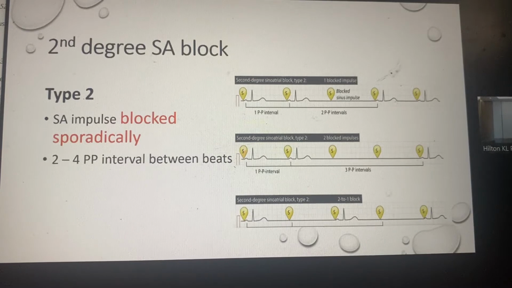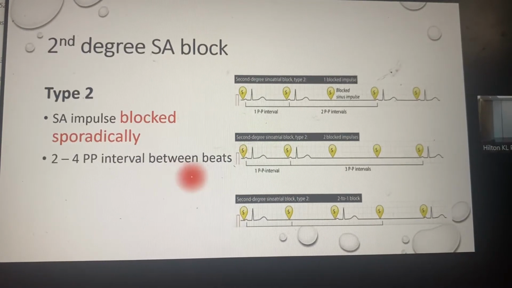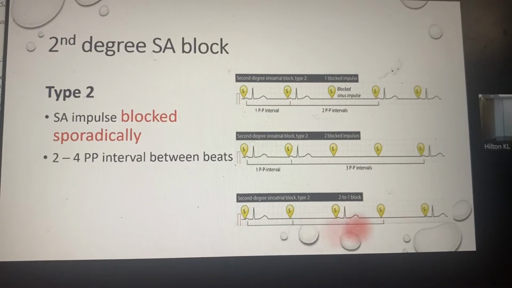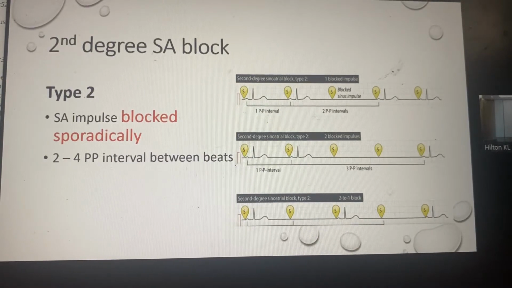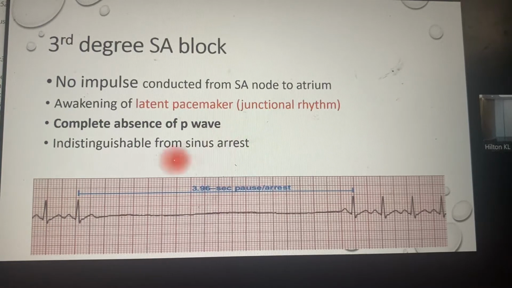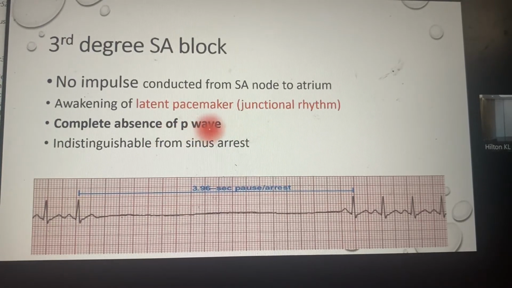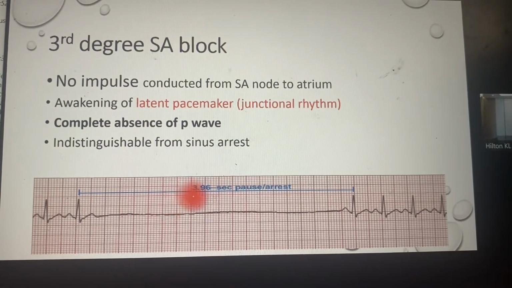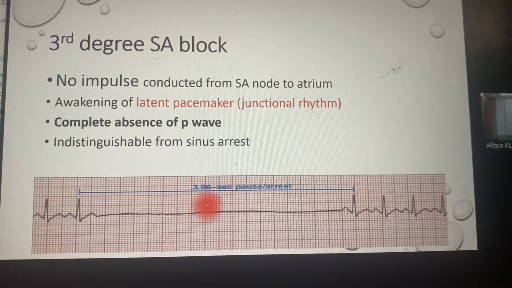For second degree type 2 SA block, the SA impulse is blocked sporadically. It can be either 2-to-1 or 3-to-1. But if you look at the PP interval, it remains constant, just with one beat missing. For third degree, there is either arrest or pause, which means that no impulse is conducted by the SA node to the atrium. Usually we cannot see any atrial depolarization, there's no P wave, and at the same time there's no QRS complex, which means ventricular standstill.